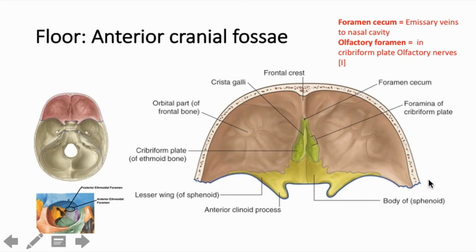Alright, so this is the anterior cranial fossa. What's important in here? Well, we have a couple of foramen that we want to know. Remember, anytime we look at a piece of the skull, we want to know what foramen we see. We have the foramen cecum, which is where the emissary veins can connect with the nasal cavity, as well as the olfactory foramen, which are these little foramen in here that form the cribriform plate, and this is right where the olfactory nerves sit to help us smell.